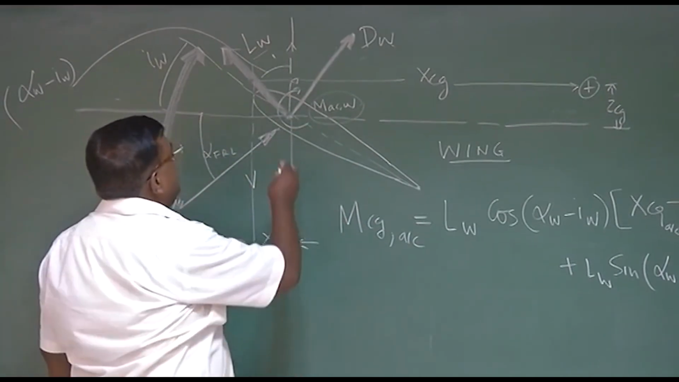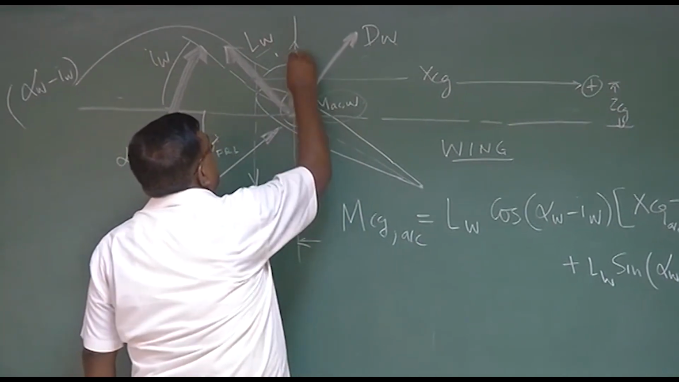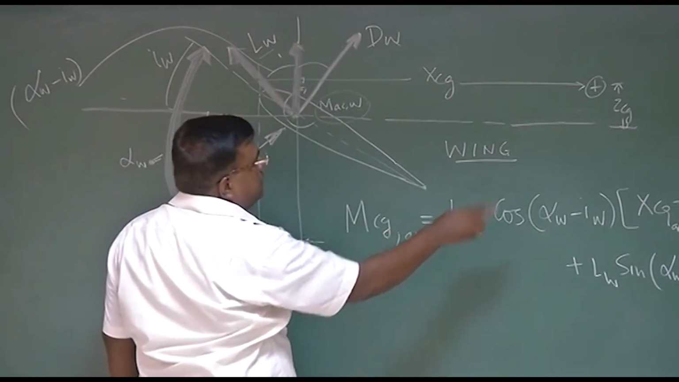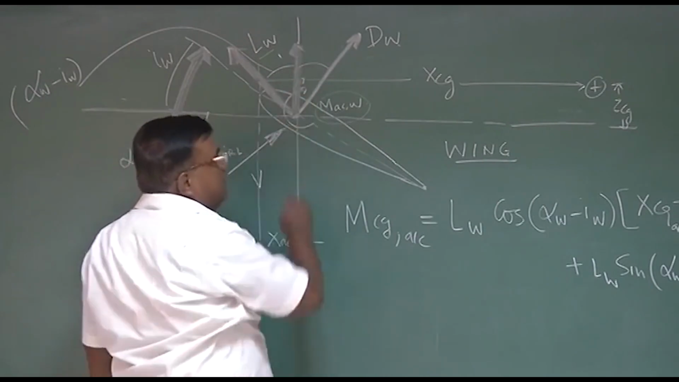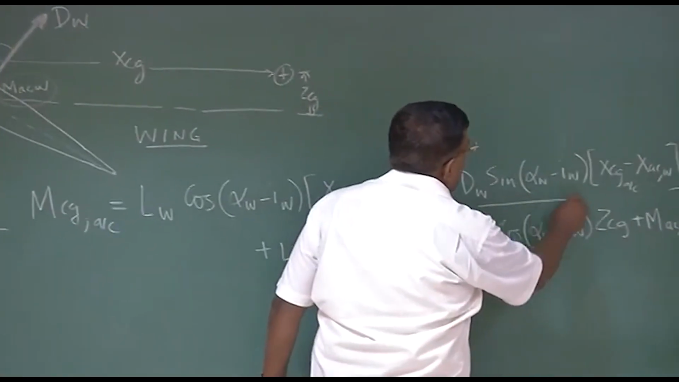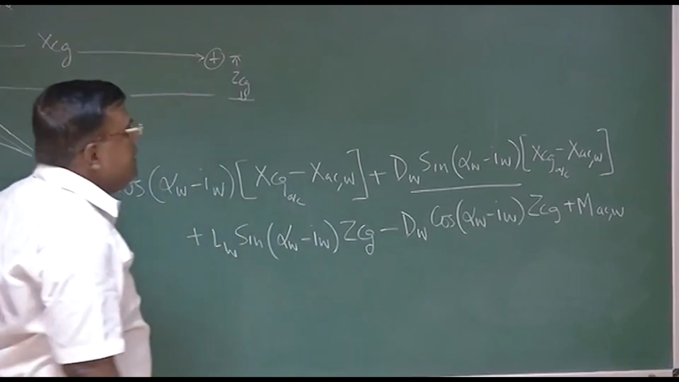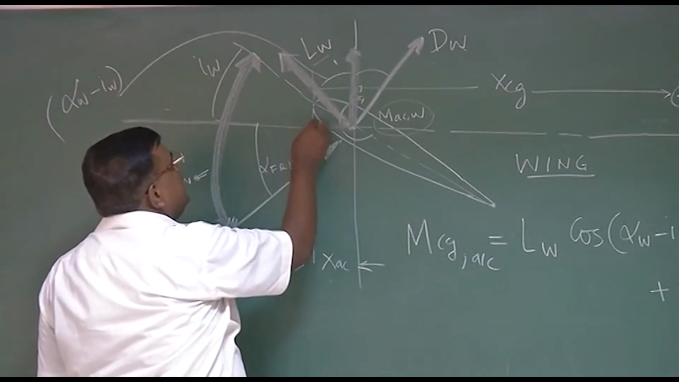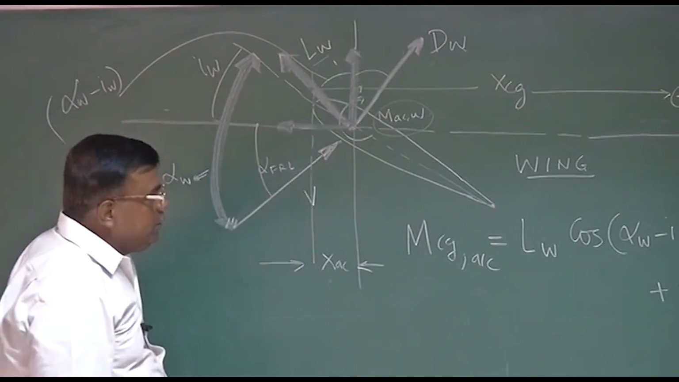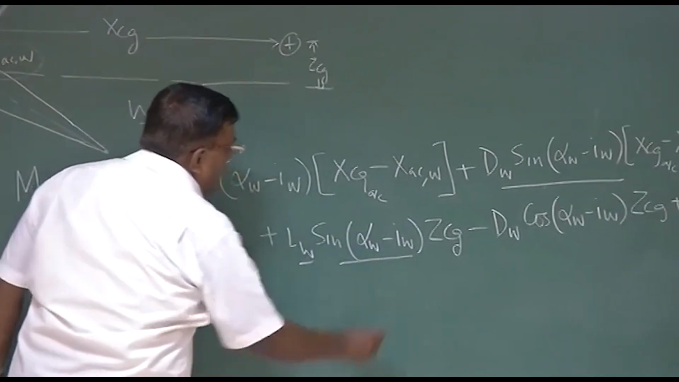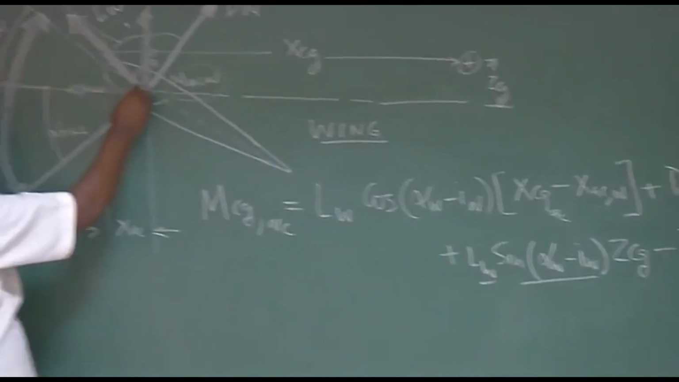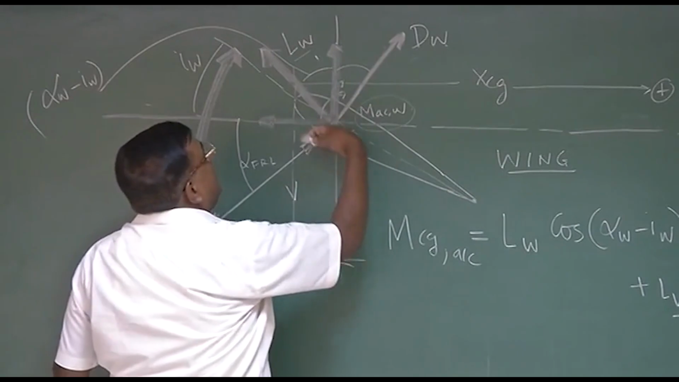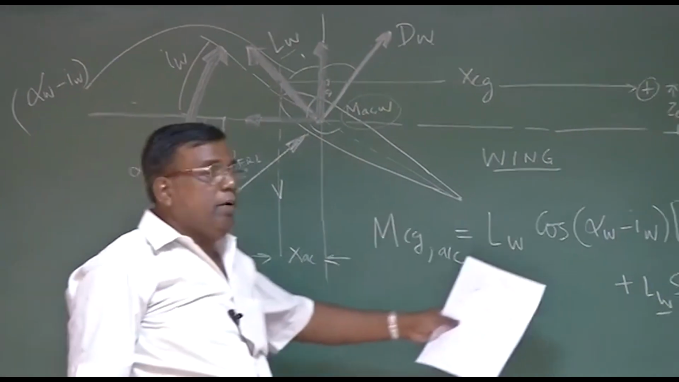Second, you could see for drag. Drag also has two components. The vertical component, if you see here, will be at 90 minus (alpha minus i_W), so the cos will become sine. So we have D_W sin(alpha_W minus i_W) into the same X_CG of the aircraft minus X_AC of the wing. Similarly, you could see that L_W has a horizontal component, which is the sine component, here: L_W sin(alpha_W minus i_W). So this is acting here. The CG is over the fuselage reference line, so this also will give a nose up moment. So it is positive here.